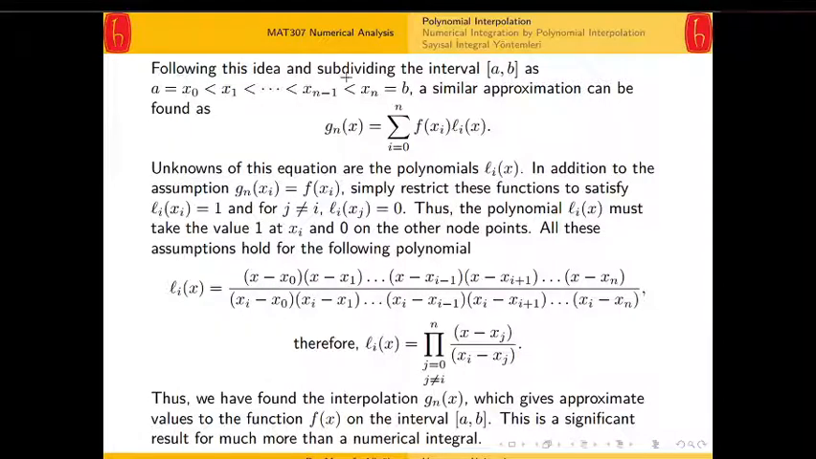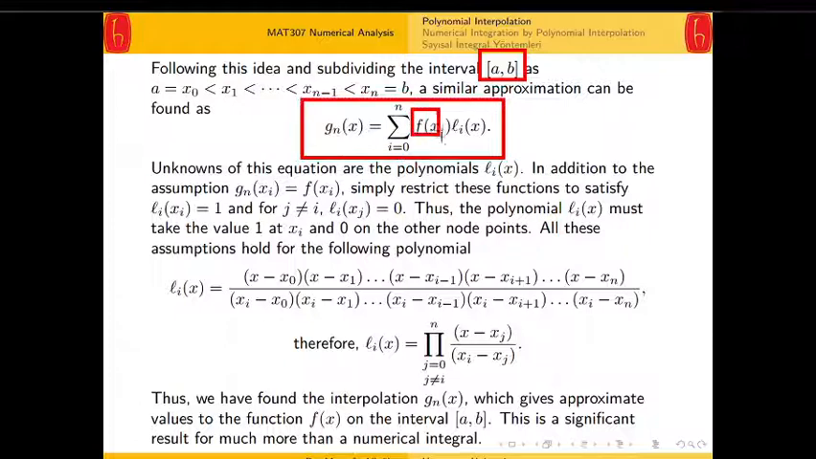If we follow this idea and subdivide the interval a, b as a is equal to x0, which is less than x1, and this will go all the way up to xn, and xn will be equal to b. So we basically take subintervals of the interval a, b. A similar approximation can be found by this formula. So g_n of x will be the sum for i from 1 to n of the function value at the node points times some polynomial L_i of x. So this is a polynomial.